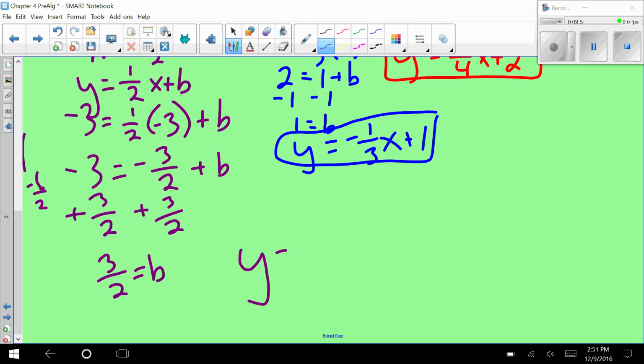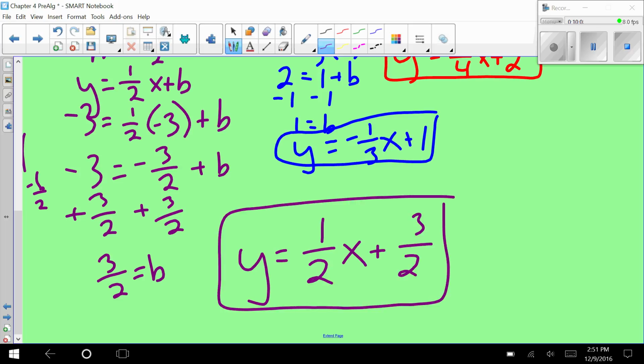My function is y equals 1/2 x plus 3 over 2, or plus 1.5. It is okay to have, oops, I'm sorry, there should be a negative there. Should be a minus 3 over 2. Sorry, I had negative 6 over 2 plus 3 over 2.